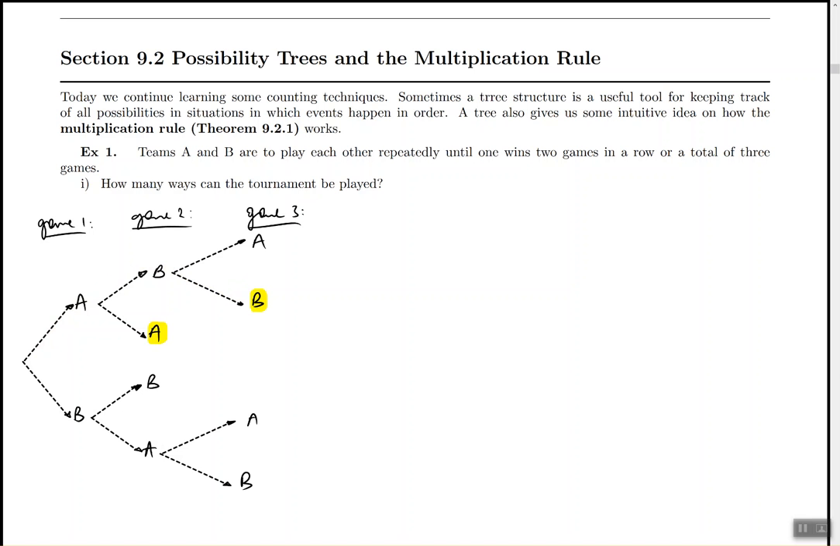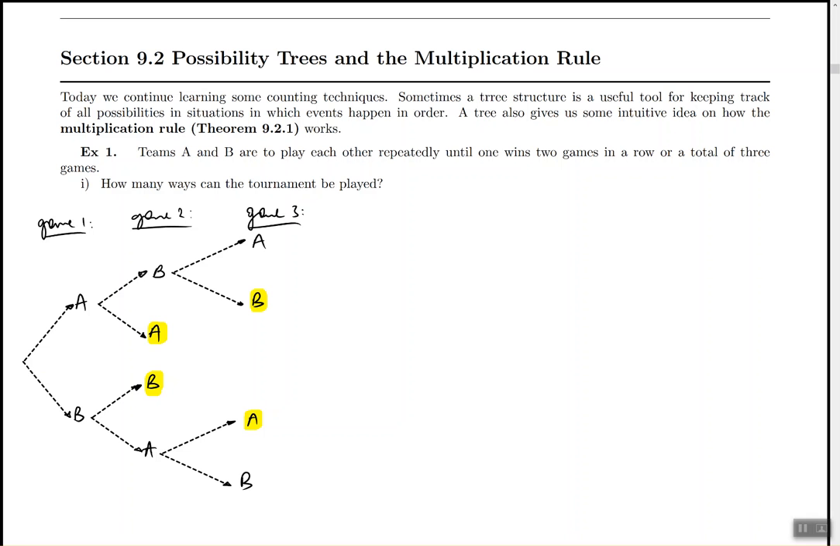Okay. So now if we go down below, we said B wins the first game, then wins the second game. That means the tournament is over because B has won twice in a row. If we trace this side of the tree, then nobody has won twice in a row or 3 in total. So we have to keep going like that. Then in that case, A would be declared winner. But if we go this way, then nobody has won, so we have to play an extra game.